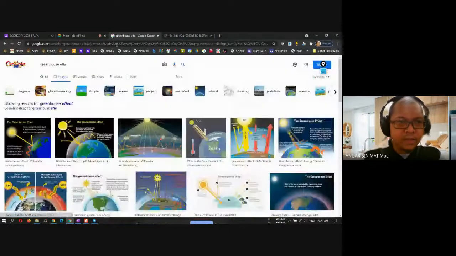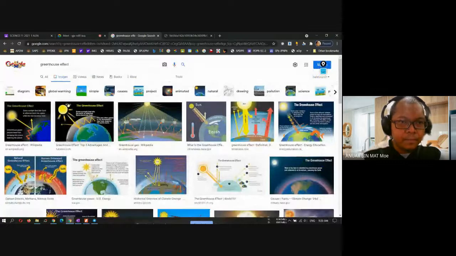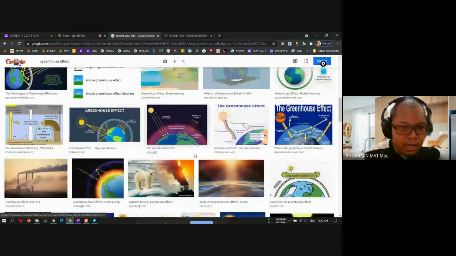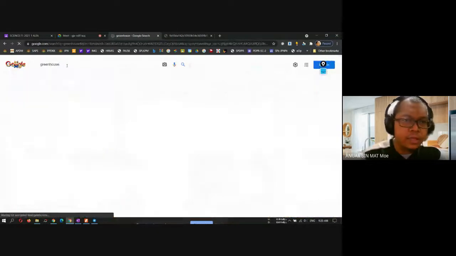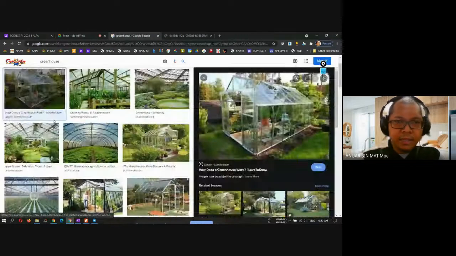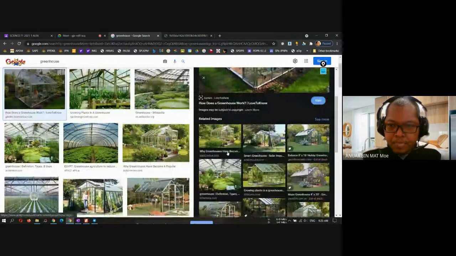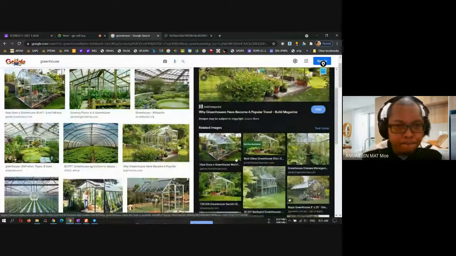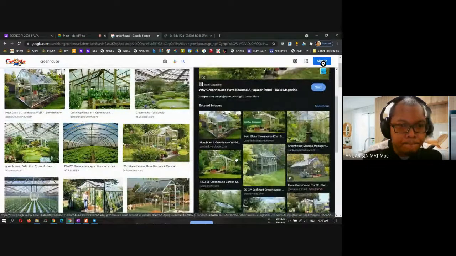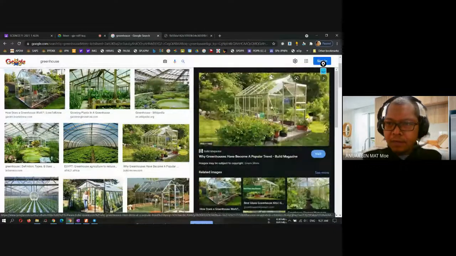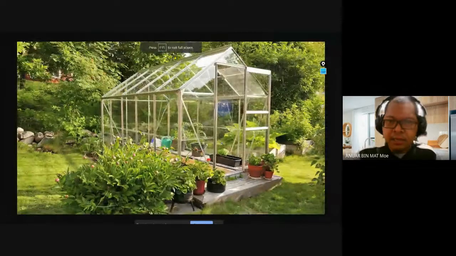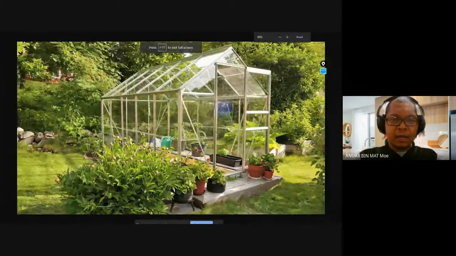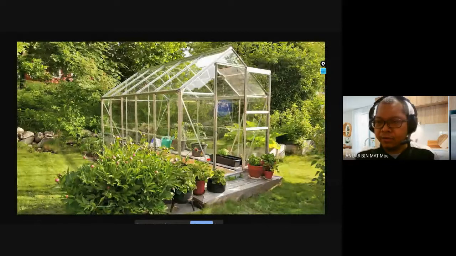Okay, do you know what a greenhouse is? We'll try to see the greenhouse. This is an example of a greenhouse, yeah? Okay, this is a greenhouse. This is actually what we call the picture of a greenhouse.